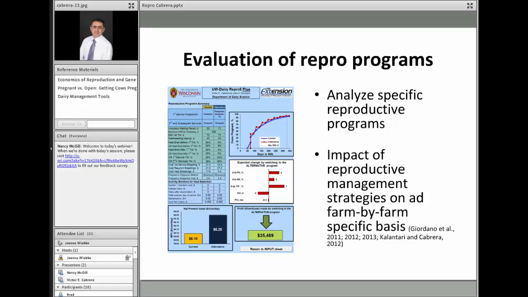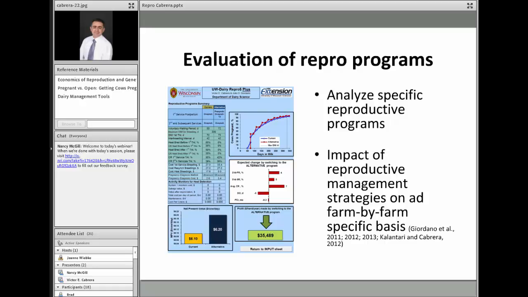So in the previous case, we could see, for example, the value of 1 percentage point increase in the 21-day preg rate. In this case, we go beyond that, because in this tool, as we're going to see in a moment, we can actually define very specific reproductive programs. We can combine synchronization with heat detection, or we can do pure synchronization or pure heat detection programs. We can build those programs, but always within a specific farm system.